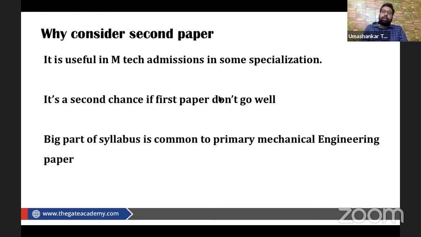Now someone could say, sir, we have seen chemical engineering posts also, but if you see in PSU, if chemical engineering posts are there, your BTech should also be in chemical engineering, right?